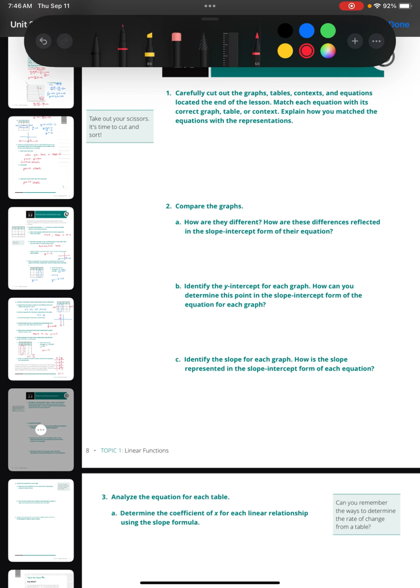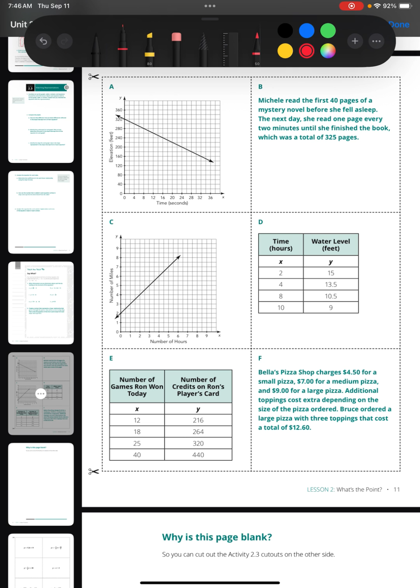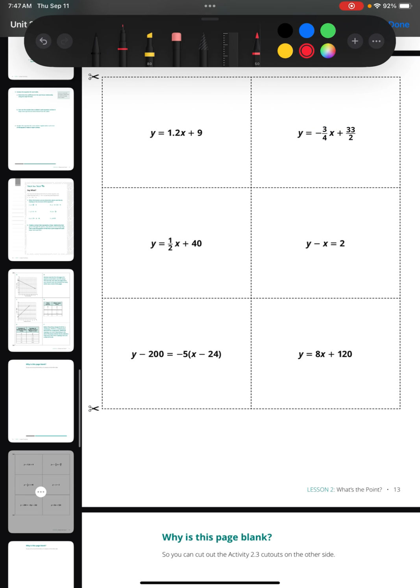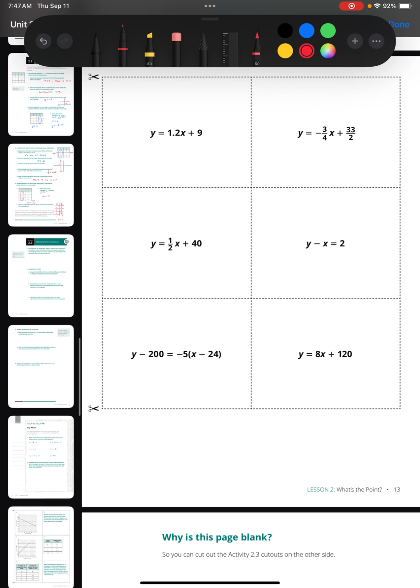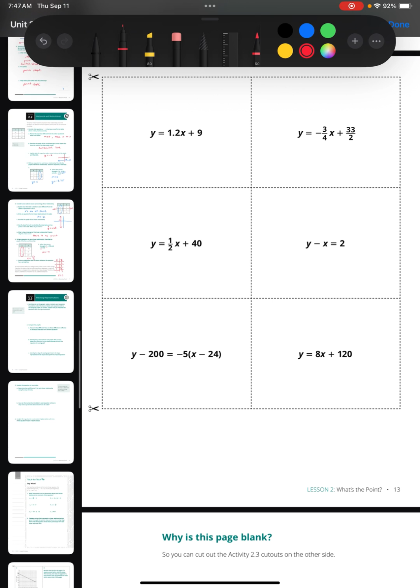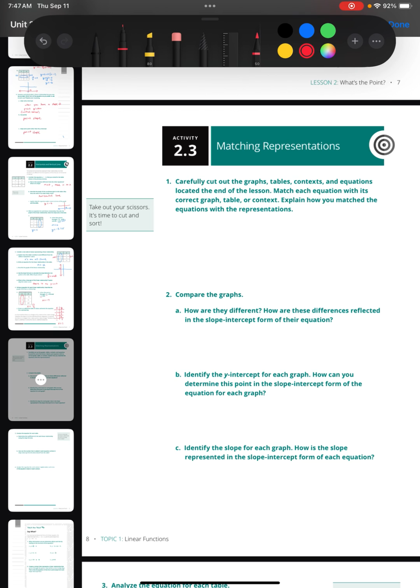All right, it says carefully cut out the graphs and tables at the end. Again, if you're doing this digitally, you can't cut them out, but you can at least look at them and match them. If you go to the very end of the lesson, you're going to find the graphs and then the equations that go with them. Now, I'd take a moment and pause the video and see if you can go through those and match those. And then you can unpause it, and I'm going to give you the solutions here so you can check your work. And then we'll be going over those in class.